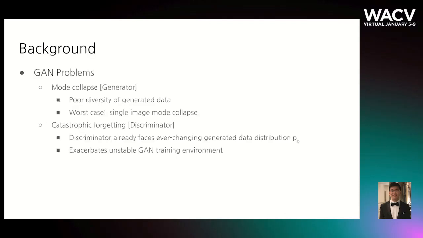While GANs are useful for numerous applications, they suffer from certain problems. In this paper, we focus on mitigating two of them. Firstly, the mode collapse of the generator, which results in generated images of very poor diversity. Secondly, the catastrophic forgetting of the discriminator, which contributes to an overall unstable GAN training environment.